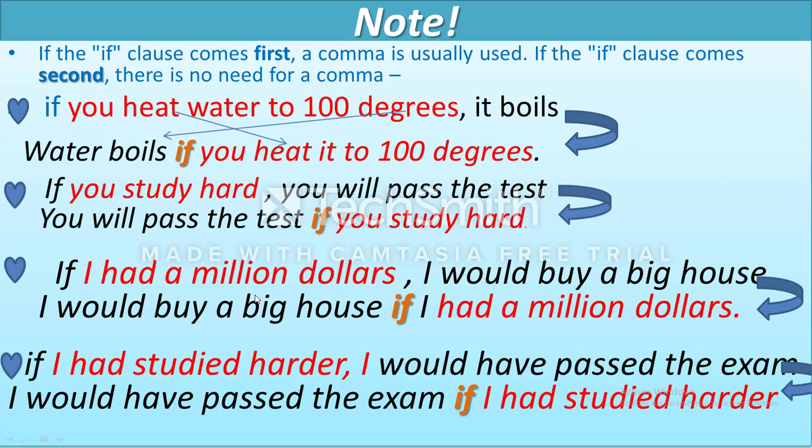So this is conditional type 2. I would buy a big house if I had $1 million. So it's the same, depending on the exchange. The if clause is first or second. Conditional type 3: if I had studied harder, I would have passed the exam. I would have passed the exam if I had studied harder. So this is just an example for the if clause at the beginning and in the middle.